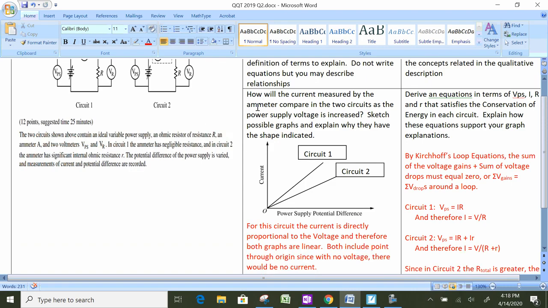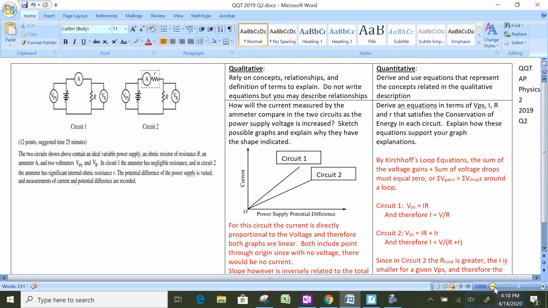The question they're asking is, how will the current measured by the ammeter compare in the two circuits as the power supply voltage is increased? Sketch the possible graphs and explain why they have the shape indicated. Now, I had to cheat and write the answer in. I tried this in a few ways using pens, but it was a nightmare.